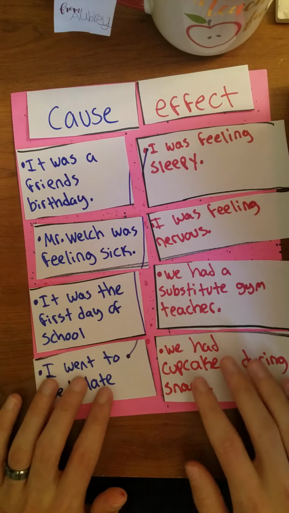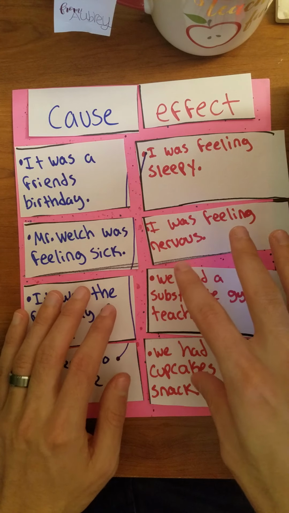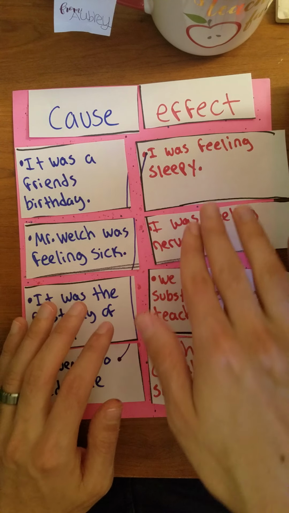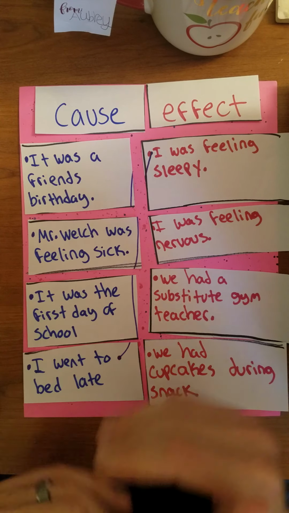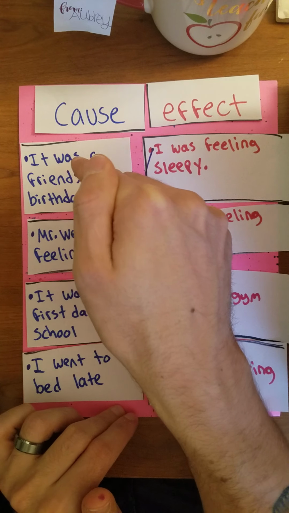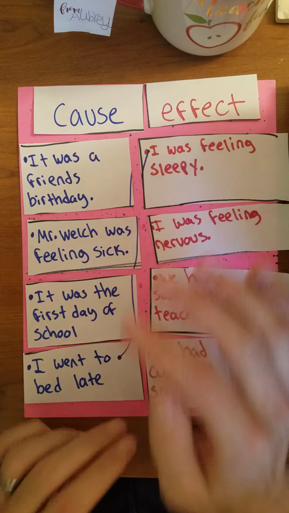All right, so we're going to look at 4 different effects here, or events that happen. And for each of these effects, we're going to try and answer the question, why did that happen? We're going to match each effect with a cause. So let's read our first effect. I was feeling sleepy. Now we're going to try and find the cause that best answers the question, why was I feeling sleepy?